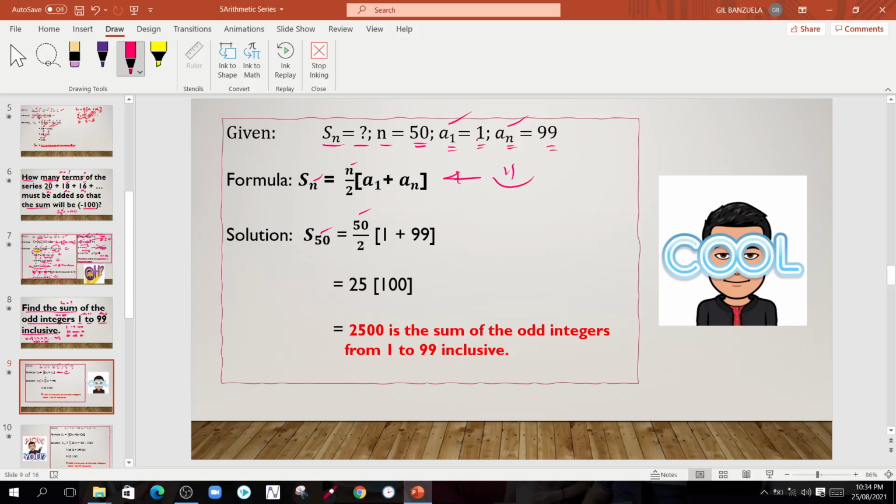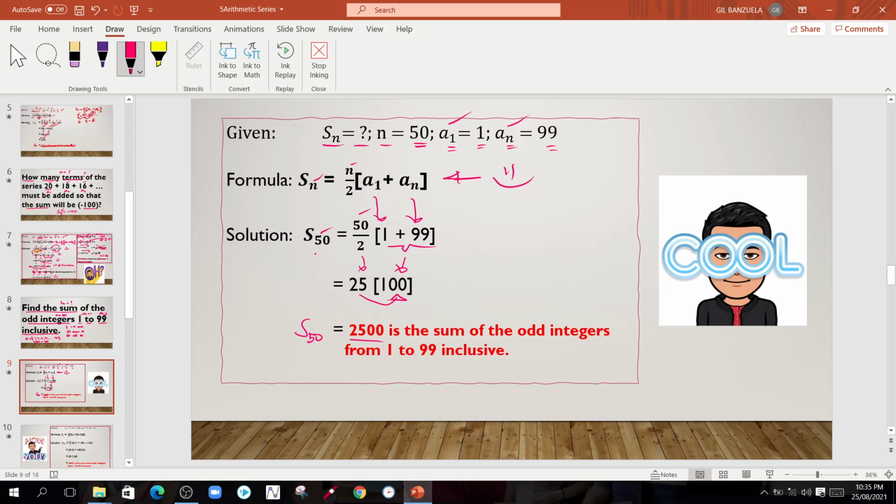50. Then, of course, let's plug in the value of a sub 1 or first term. So, your first term is equal to 1 and your last term is equal to 99. Then, get the sum that is equal to 100. Then, the half of 50 that is equal to 25. Then, 25 times 100. Then, we will arrive at 2,500. Therefore, the sum of the 50 terms of the series whose elements are odd numbers from 1 to 99 inclusive, no, is equal to 2,500. Di ba? Sobrang dali.